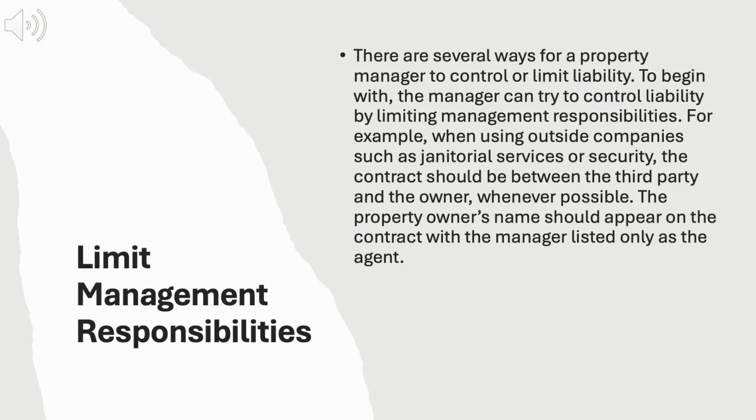There are several ways for a property manager to control or limit liability. To begin with, the manager can try to control liability by limiting management responsibilities. For example, when using outside companies such as janitorial services or security, the contract should be between the third party and the owner whenever possible. The property owner's name should appear on the contract with the manager listed only as the agent.